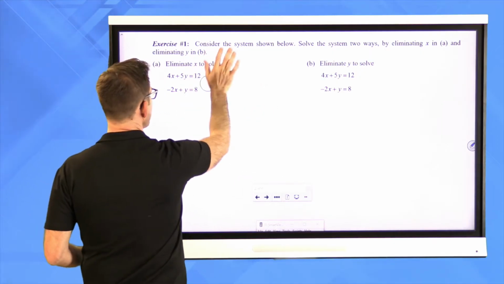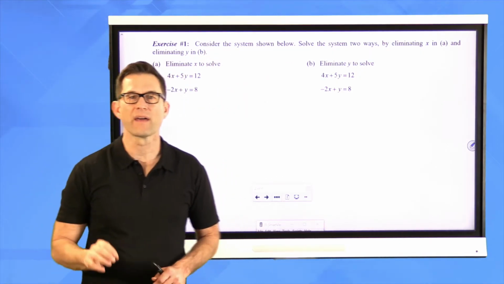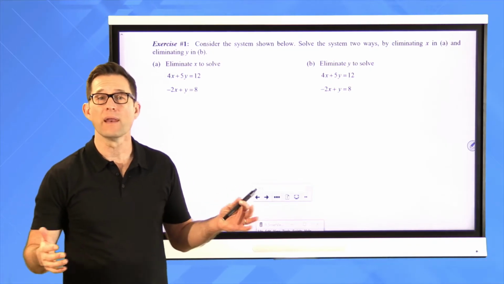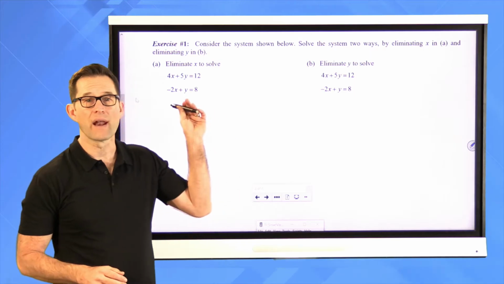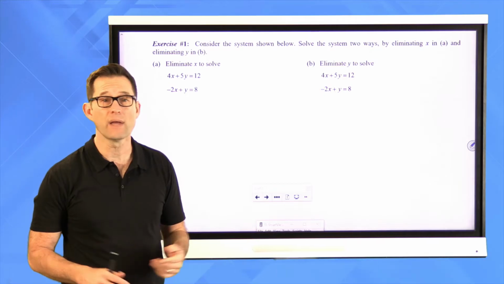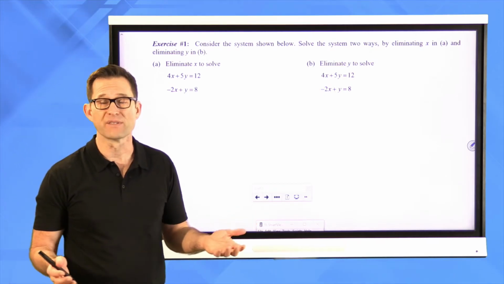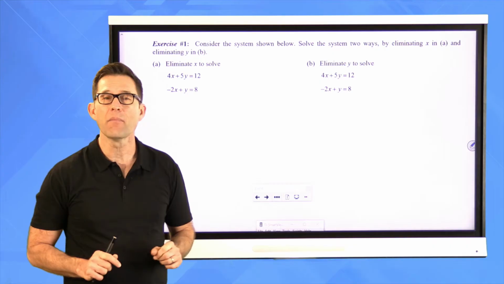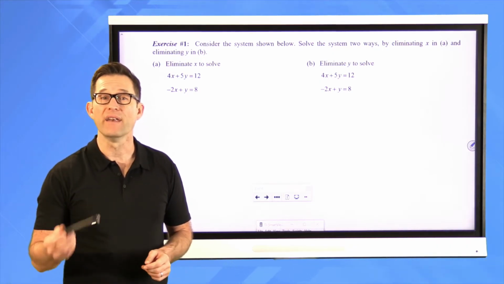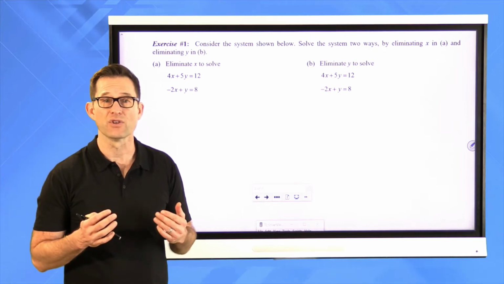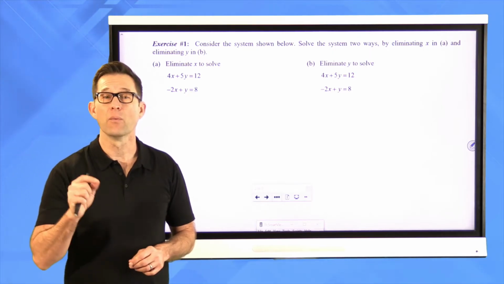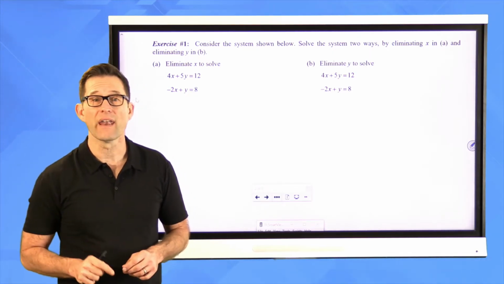I'm going to be thinking about this system, and I'd like to eliminate the x variable. Now, the reason that x wasn't eliminated when I added these two things together was that I had a positive 4x in the first equation and a negative 2x in the second equation, and those aren't additive opposites. But if I take my second equation and I multiply both sides by 2, I will end up having a negative 4x in the second equation, a positive 4x in the first equation, and when I add them together, they will eliminate the x. So let's take a look at how that's done.